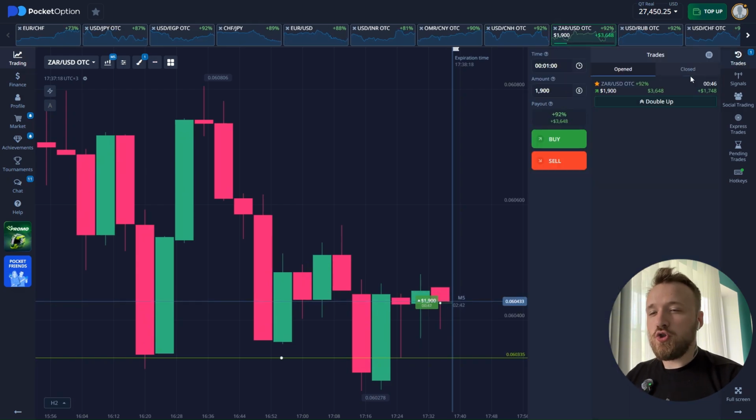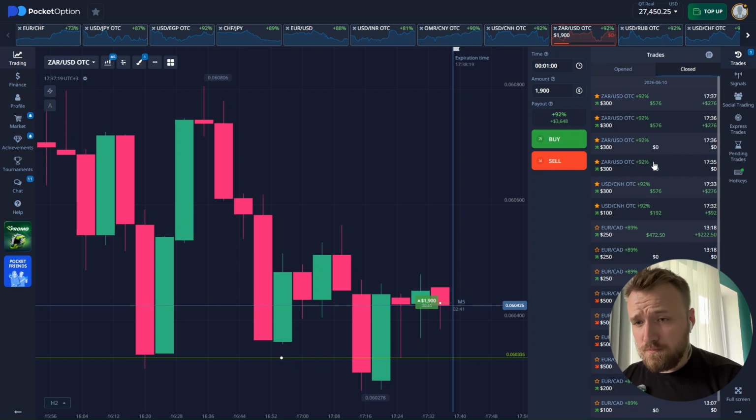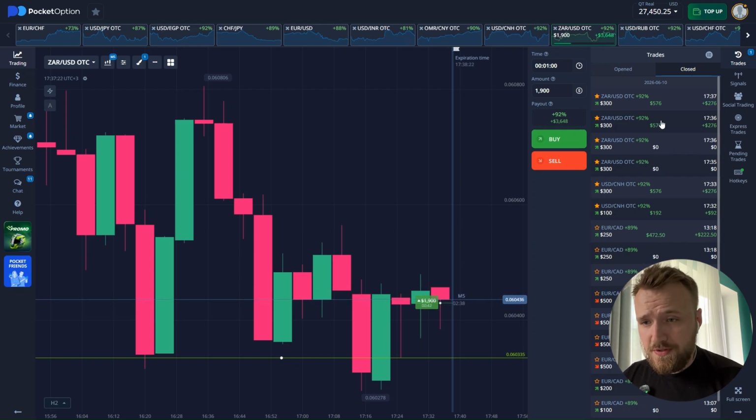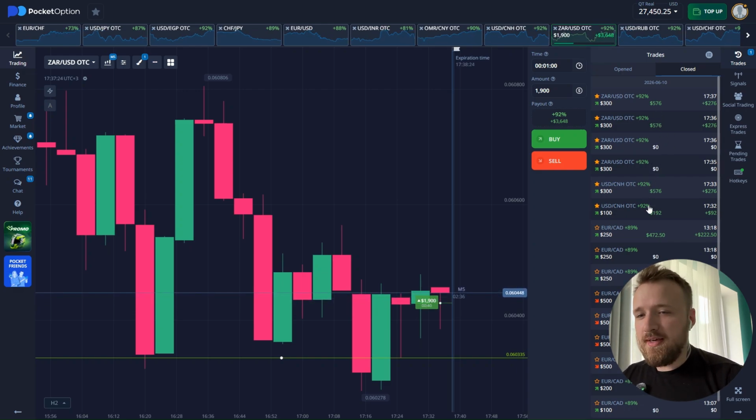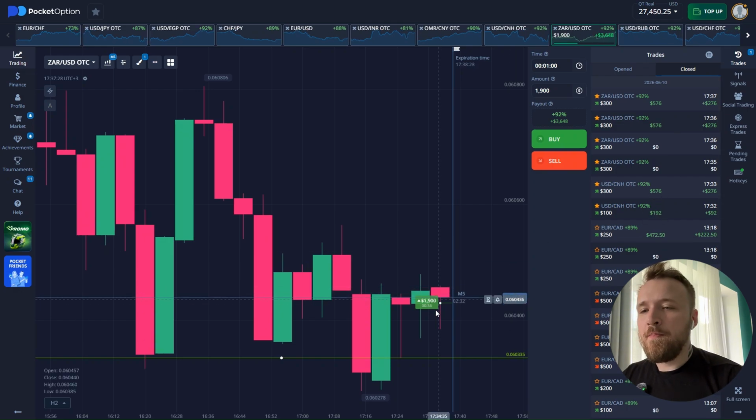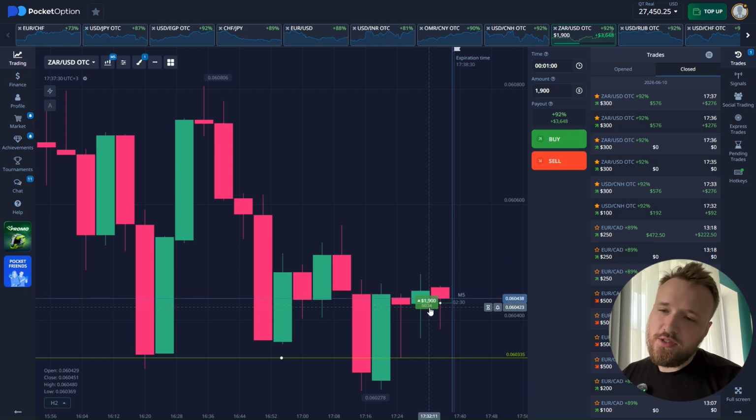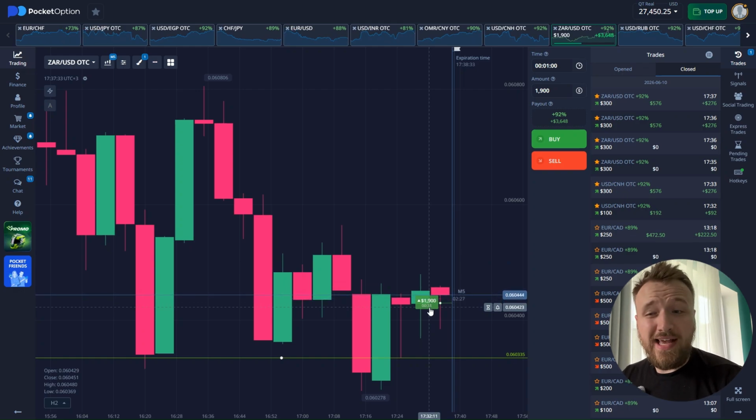Let's take a look at our trading history. So 2 losing trades, 2 winning trades, essentially breaking even. And we already had 2 profitable trades before that. Now, if this 1900 trade clears successfully, we will have made a pretty massive leap in our balance, earning over $1,000 in just 10 minutes of trading.